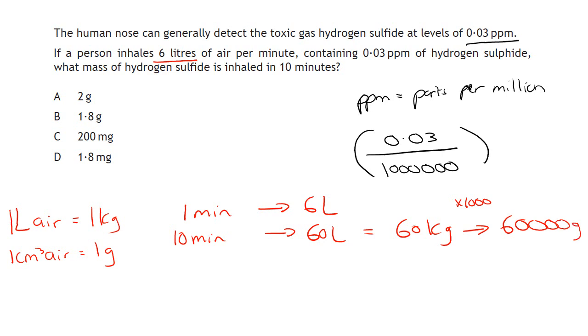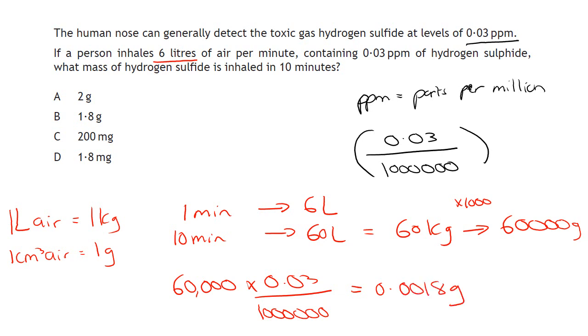So 60,000 grams, and we are told 0.03 parts per million. So I'm just going to take my 60,000 and multiply it by 0.03 divided by a million. When I do that, I get 0.0018 grams, which if I turn it into milligrams by multiplying by 1,000 is 1.8 milligrams, which is my answer. So just be careful, if they're talking about air, treat 1 liter as being 1 kilogram and 1 centimeter cubed as being 1 gram.